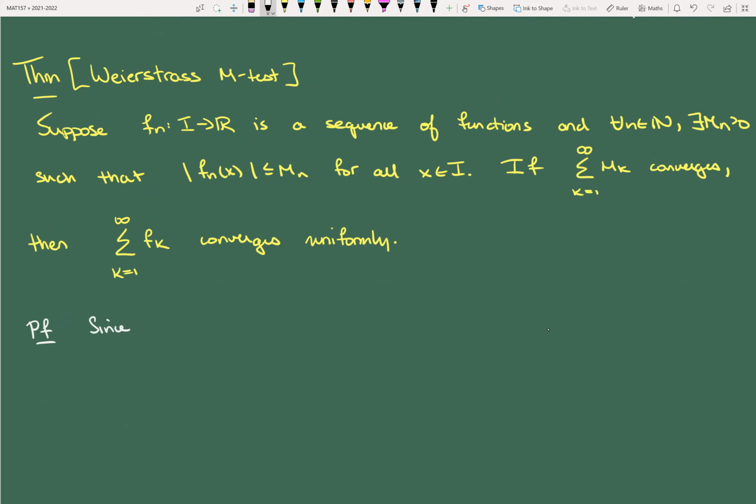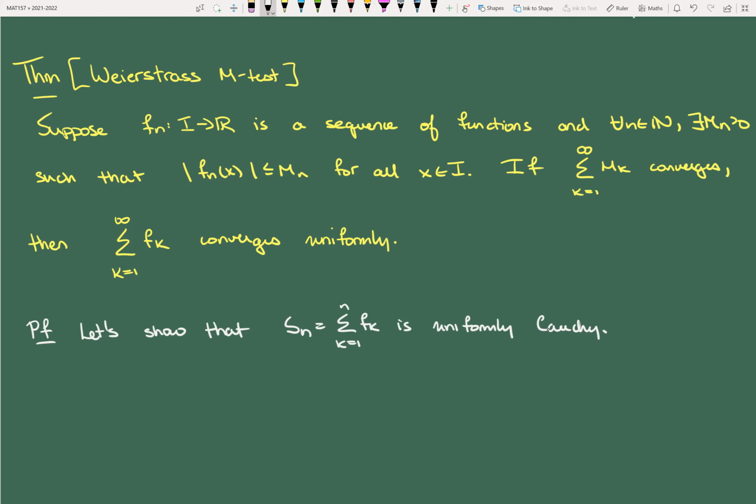Well, let's let epsilon greater than 0. Basically, what we're going to do is show that the partial sums are uniformly Cauchy, right? So let's show that Sn is uniformly Cauchy, i.e., we're going to show that that condition above is true, from my previous theorem.